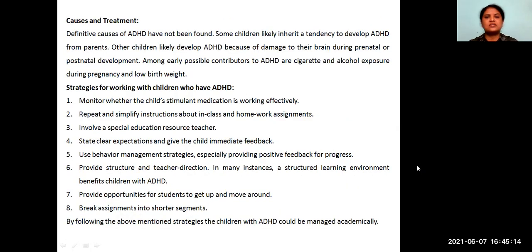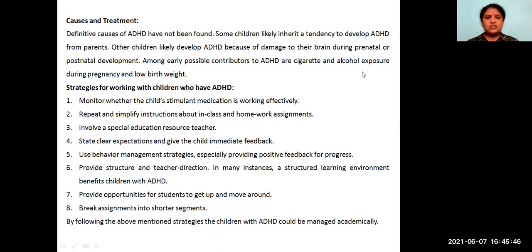What are the causes and treatments for it? A cause of ADHD is some amount of inheritance from the parents, or brain damage during prenatal or postnatal development. Among early possible contributors to ADHD are cigarette smoking and alcohol exposure during pregnancy, or low birth weight. Because of this also, ADHD could be a result. Now, strategies for how to work with children with ADHD.